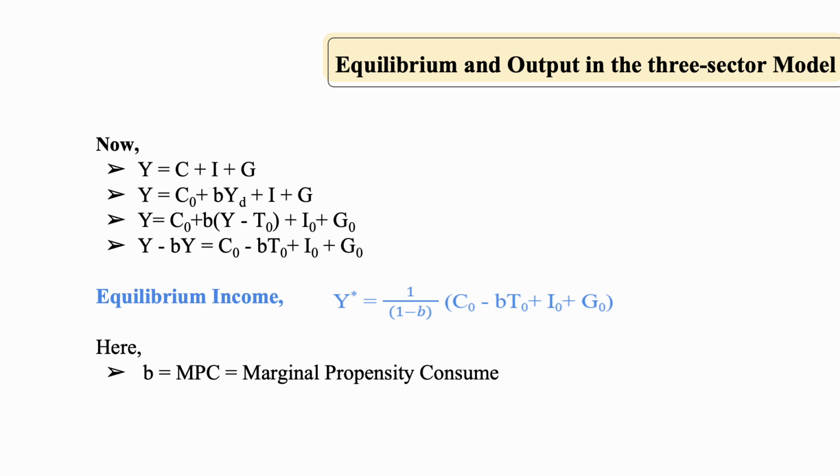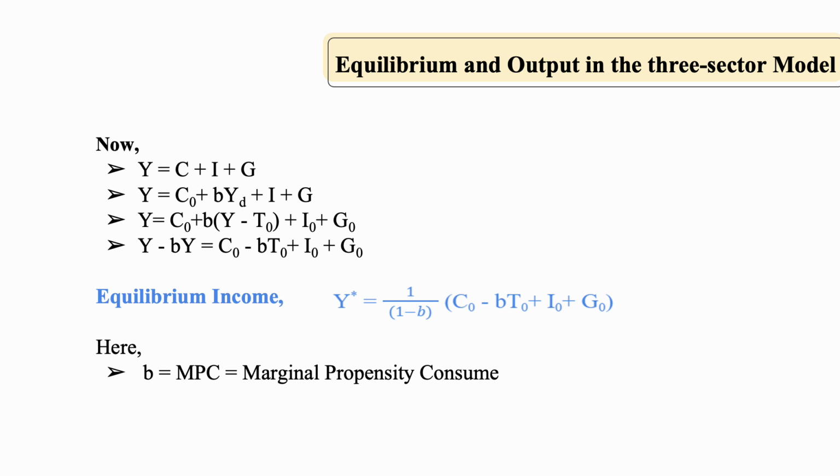Expanding further using the consumption function, C is equal to C naught plus B YD, where C naught is autonomous consumption, B is marginal propensity to consume. We learned it from before. So we get Y is equal to C naught plus B YD plus I plus G. Now if we replace the values, Y is equal to C naught plus B into (Y minus T naught) plus I naught plus G naught. Then we get Y minus BY is equal to C naught minus B T naught plus I naught plus G naught.